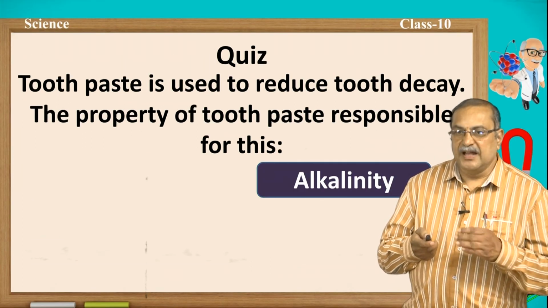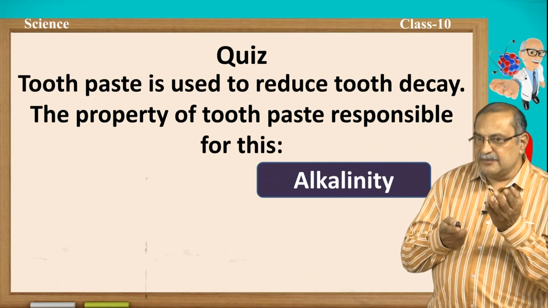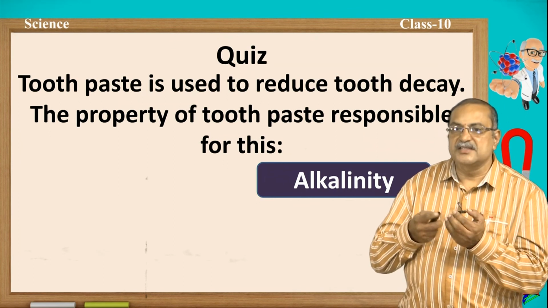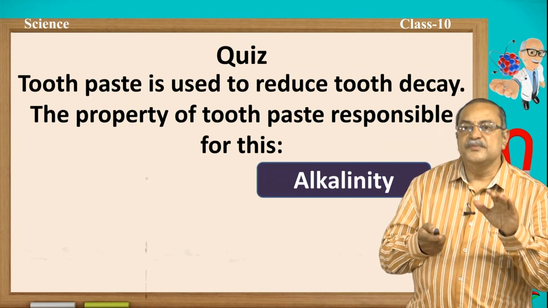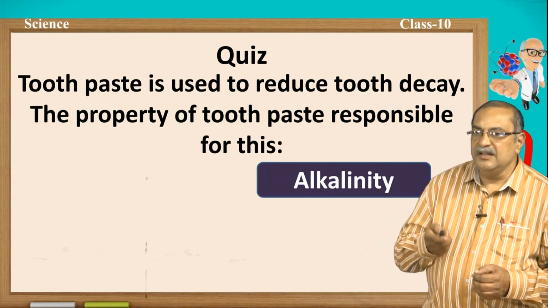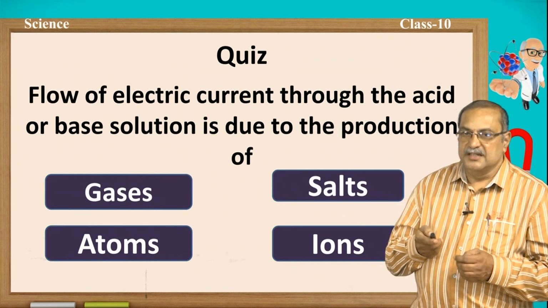Alkalinity. Because of the alkalinity, which means nothing but base, basicity. This base will act on the acid which is present in the mouth and neutralize it. So, that property we are utilizing to avoid tooth decay. Clear now? Next we go for another one.